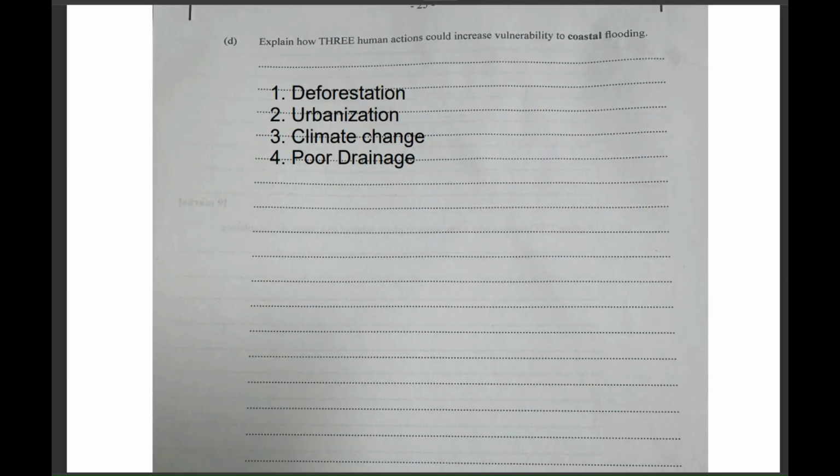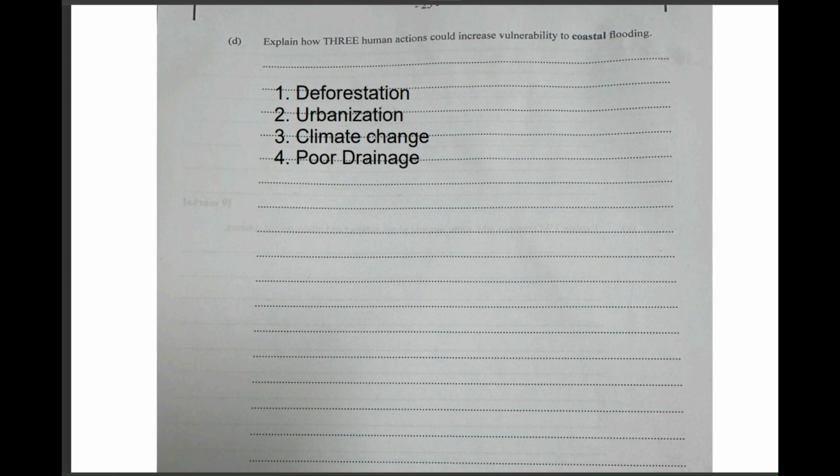D asks that we explain how three human activities could increase vulnerability to coastal flooding. Now, three human activities that can increase vulnerability to coastal flooding are like deforestation. So, the removal of trees increases the speed of surface water flow, hence water reaches the coast faster. There is little to no infiltration, hence the coast is flooded quicker. Hence, you realize that the lag time is shorter.